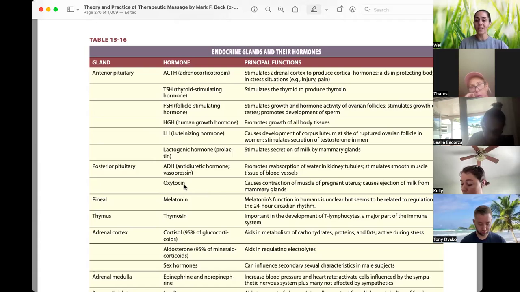Also, oxytocin is the love hormone too. When you're in love, oxytocin gets released. When you get a hug from your mother, or your loved ones, oxytocin gets released. Massage actually stimulates the production of oxytocin too. When it's a feel-good massage, not when it's a painful massage, okay?